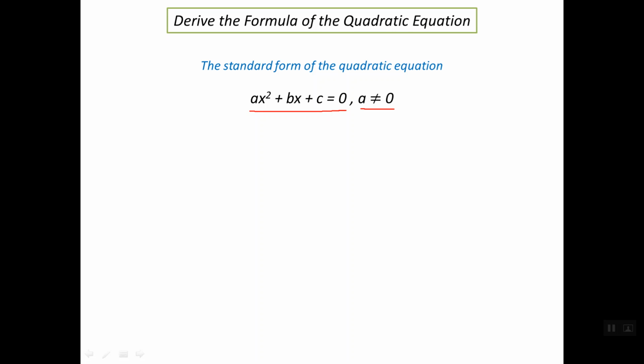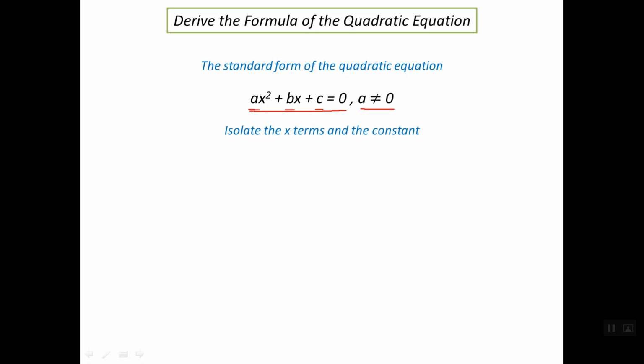So in this equation we have three constants. The first one is a, which is the coefficient of x squared. The second one is b, which is the coefficient of x. And the third one is c, which is the constant term. All of these terms are at the left, and at the right we have the 0. Note that the derivation of the formula is based on completing the square.